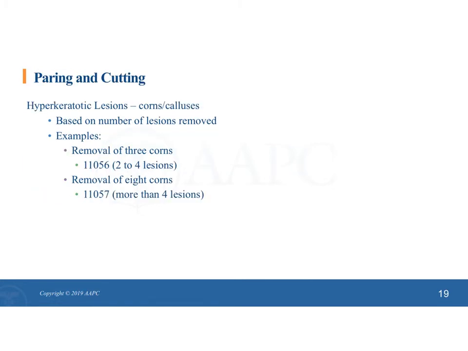There are 3 codes in the paring and cutting category to report the paring or cutting of hyperkeratotic lesions. Hyperkeratotic is the medical term meaning a corn or a callus. Codes here are selected based on the number of lesions removed. If there were 3 corns removed, you would use code 11056. If 8 corns were removed, you would use code 11057.